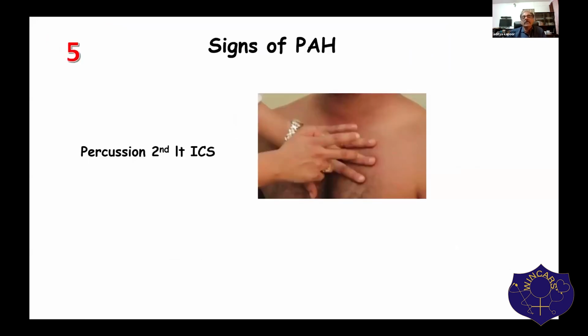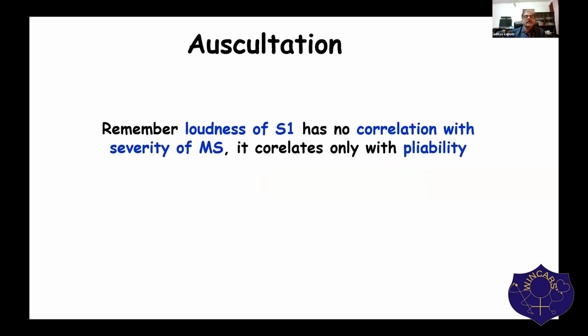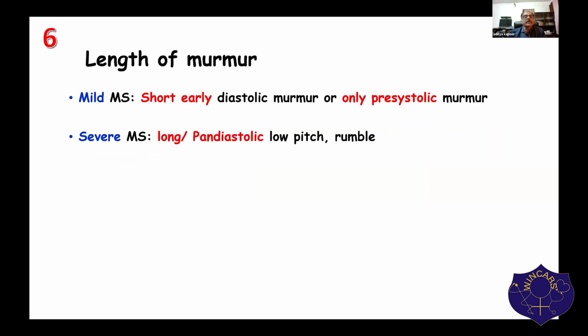Percuss the second left intercostal space, always, to see if the pulmonary artery space is dull or resonant, to understand whether the PA is dilated or not. Auscultation, remember, loudness of S1 has no correlation with the severity of MS. It only correlates with the pliability. Severe MS, we discussed in the previous case, long pan-diastolic rumble. Milder MS, short early diastolic rumble.